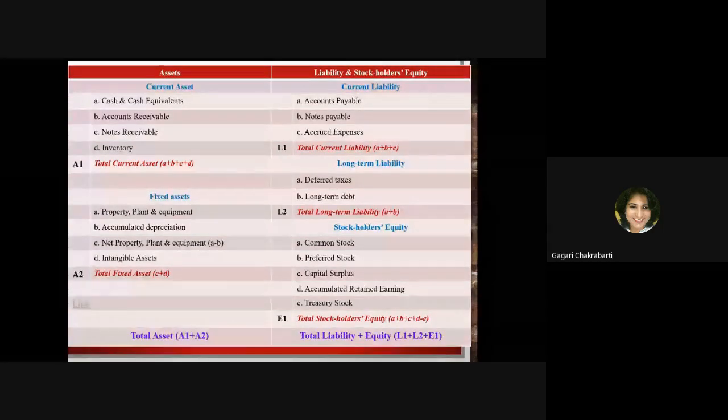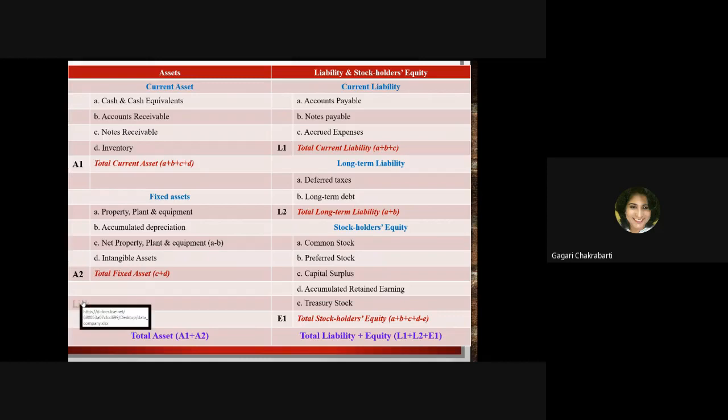Therefore, the total stockholders' equity is A plus B plus C plus D minus E. That gives us E1, which is the total stockholders' equity. Therefore, the total liability plus equity will be L1, current liability, L2, plus E1. Ideally, the total asset side will be equal to the total liability plus equity side. So that is the basic idea about the balance sheet.